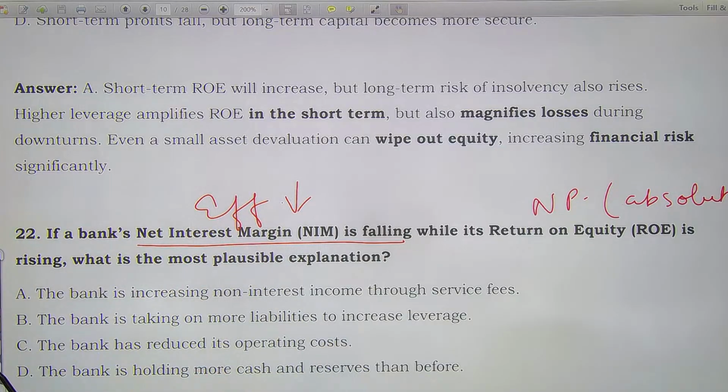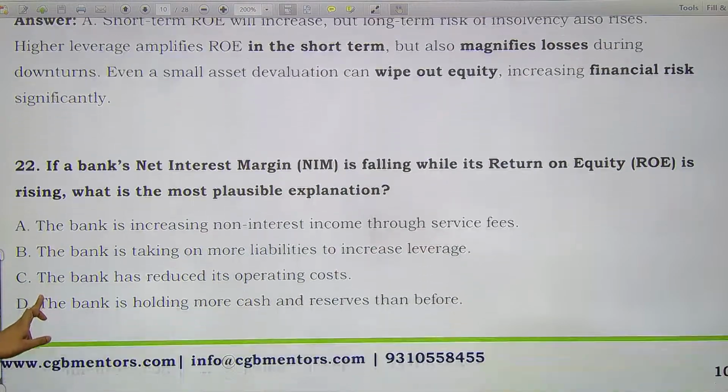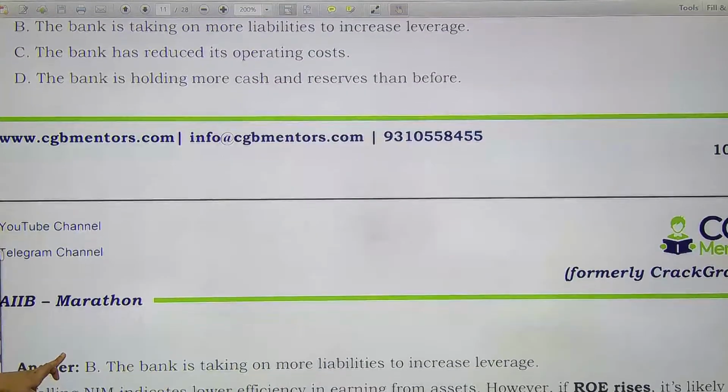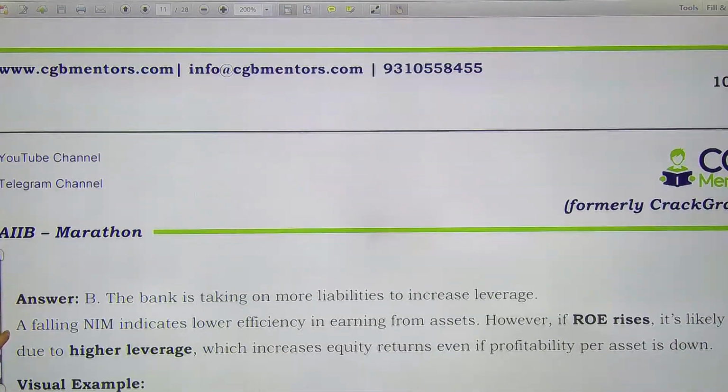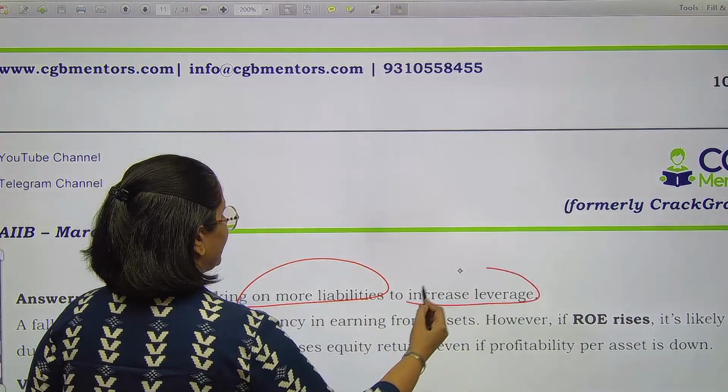So out of this, the bank is increasing non-interest income through service fee. The bank is taking on more liabilities to increase leverage. The bank has reduced its operational costs. It is holding more cash and the reserves than before. So in this particular situation, bank is having more liabilities to increase leverage.